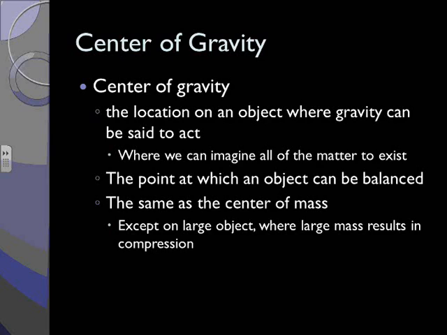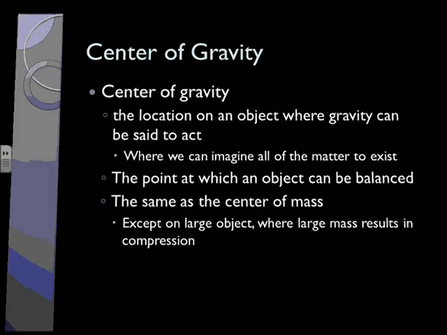And it is the same as the center of mass, with the exception, you don't need to jot this exception down, of when you have a very large mass and it results in compression. For example, skyscrapers, once they get to be really tall, the center of gravity is slightly higher than the center of mass. Because of compression, the bottom ends up being a little bit thicker, and so the center of mass is a little bit lower than the center of gravity.